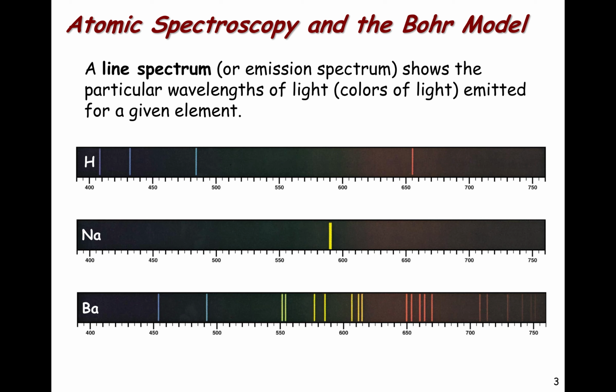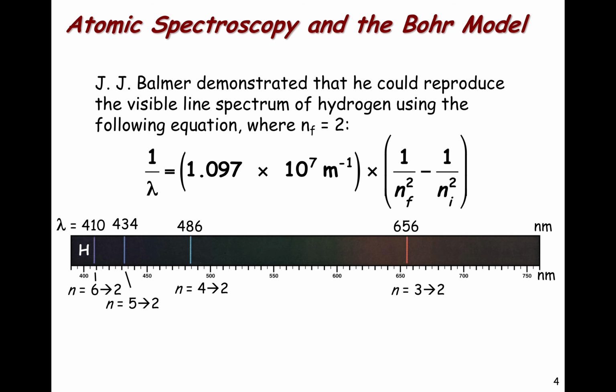It turns out that for the other elements, the patterns are less easily understood, and for some elements there is quite a number of lines in not so easily understood patterns. It turns out that Balmer was able to come up with a mathematical formula that fairly accurately corresponded with the wavelengths for the emission for hydrogen.